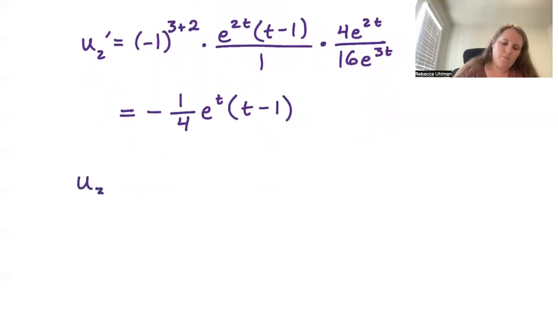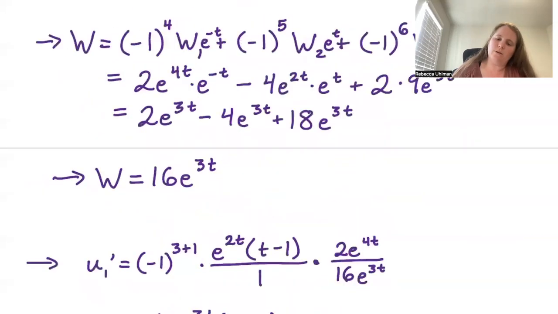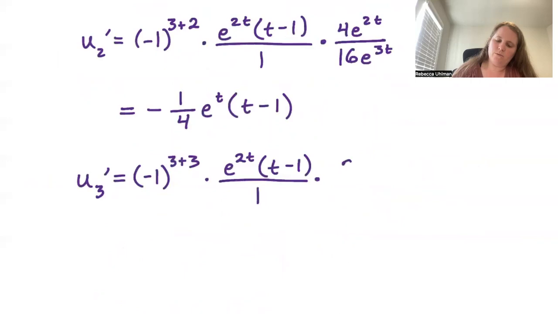Our u3 prime, we would have negative 1 raised to the 3 plus 3 times e to the 2t times t minus 1 divided by 1. Then we are multiplying by our W3 was just 2. So we multiply by 2 over 16e to the 3t. This is a positive. We would have 1/8 e to the negative t times t minus 1.